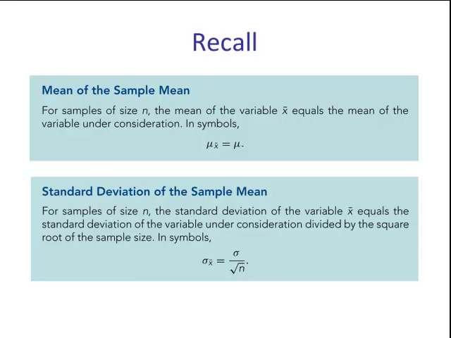If you recall from the last video, we learned that the mean of the sample means is equal to the population mean. And we also learned that the standard deviation of the sample means is actually smaller than the population. How much smaller? By this formula here: the population standard deviation divided by the square root of n. So as n increases, the standard deviation of the sample means decreases. In this video, we're going to look at populations that are not normally distributed.